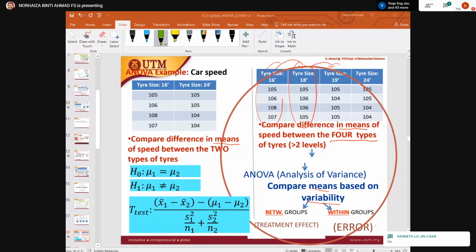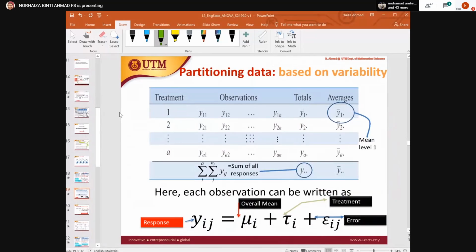Okay. So when somebody asks, why are you using an ANOVA? Because you want to compare the means, but you're going to use the variance or the variability. The name is analysis of variance. It's a bit confusing because you're actually testing on the means, but you're analyzing the variability. Okay, it makes sense, right? Because you check the difference, then you do check the variability.